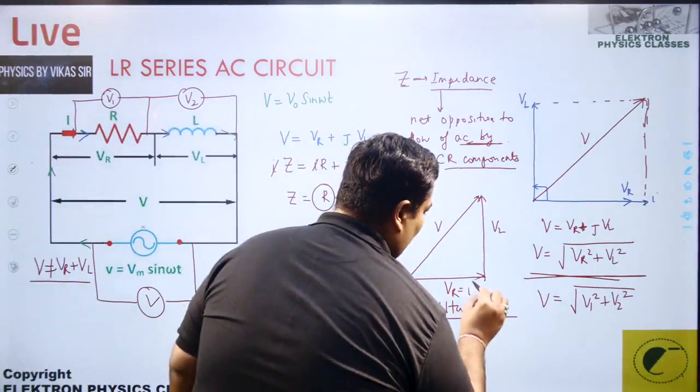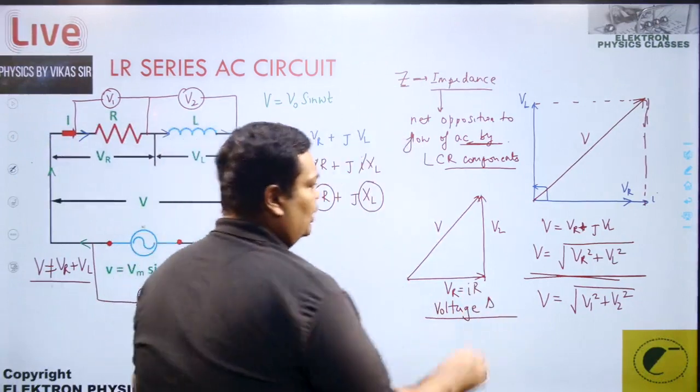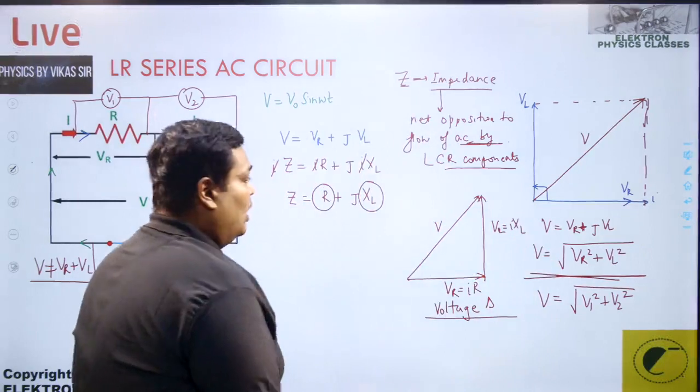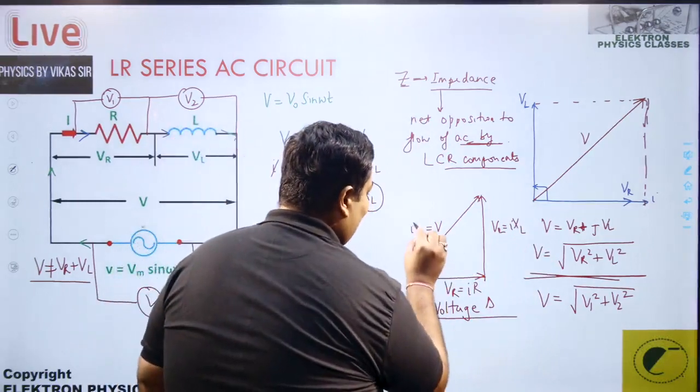Now how do you write VR? That is I into R. How do you write VL? That is I into XL. How do you write V? That is I into Z.